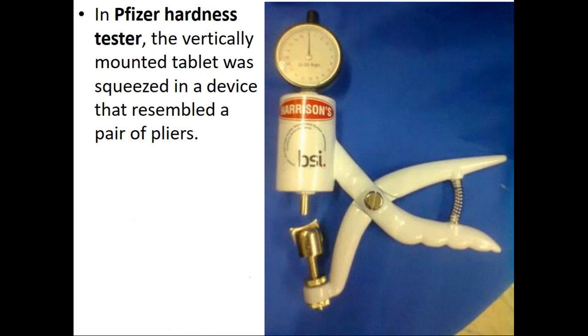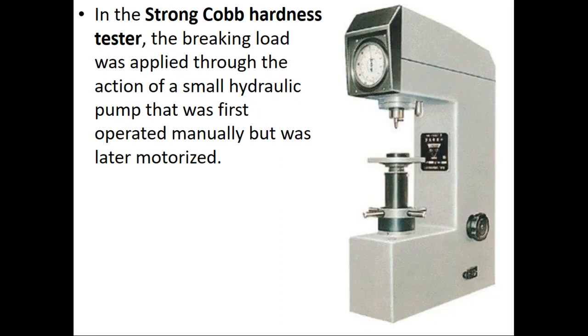The vertically mounted tablet was squeezed in a device that resembles a pair of pliers. This is its shape. The other type we have is the Strong Cob hardness tester.